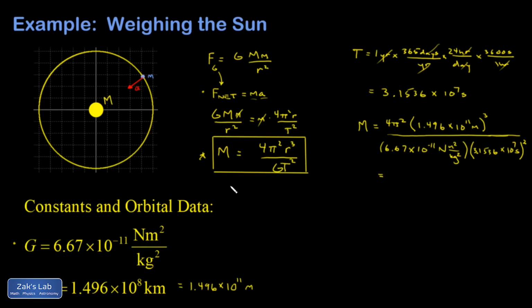And when I crunch all these numbers, I get 1.99 times 10 to the 30th kilograms. And I double checked with a Google search, and I think it said 1.989 times 10 to the 30th kilograms, so looks good.